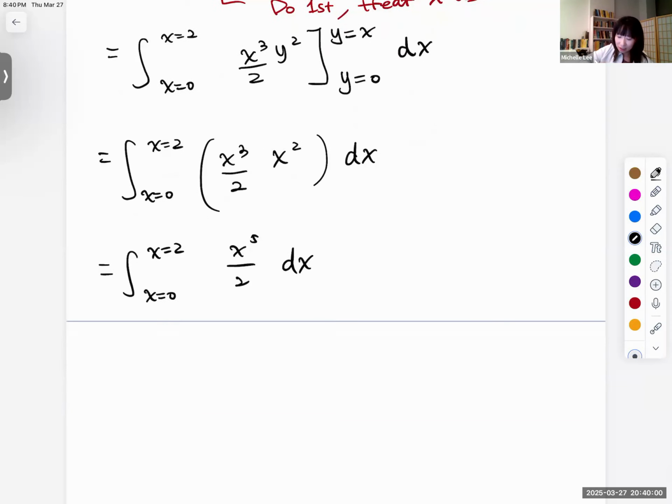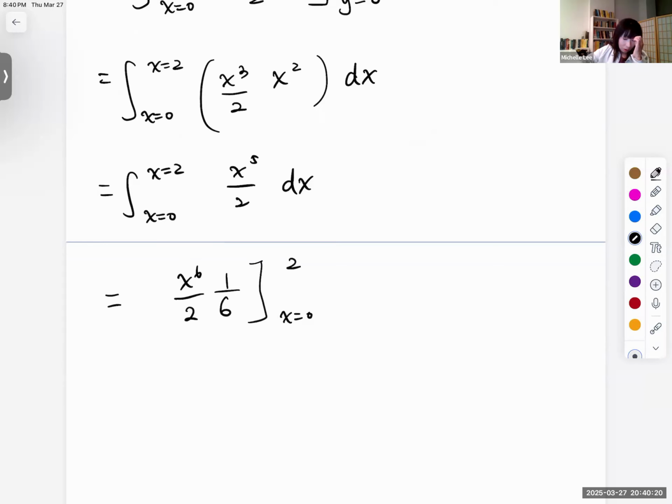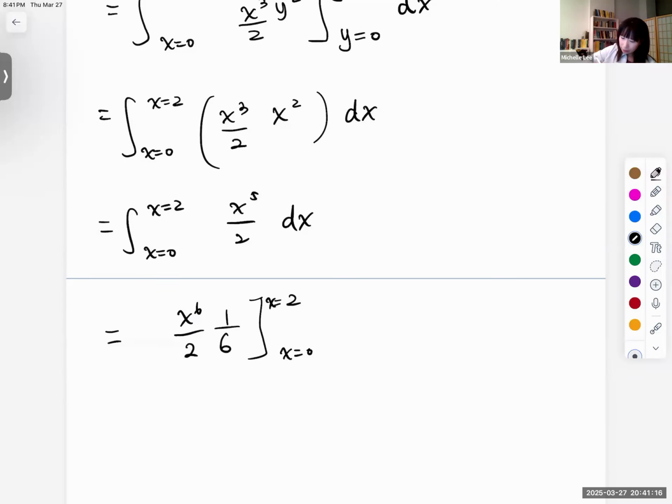All right, now we need to integrate, right? So x to the sixth power over 2, and then over 6. Okay, so we want to evaluate x equals 0 to 2. Hold on one second. Oh, x is missing. All right, then we have 1 over 12 and 2 to the sixth power. Okay, we simplify.